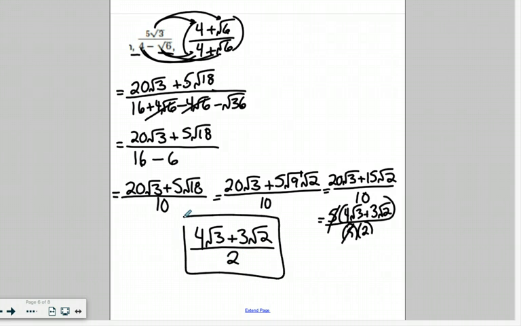All right, so rationalize the denominator, check. Simplified as much as I can, check.